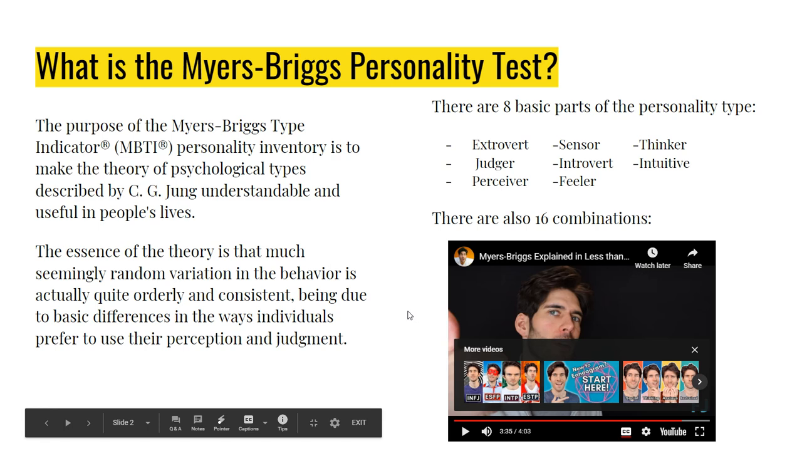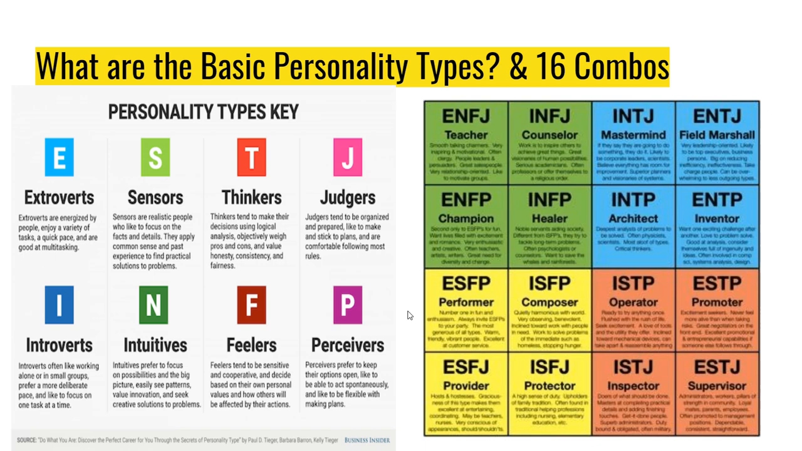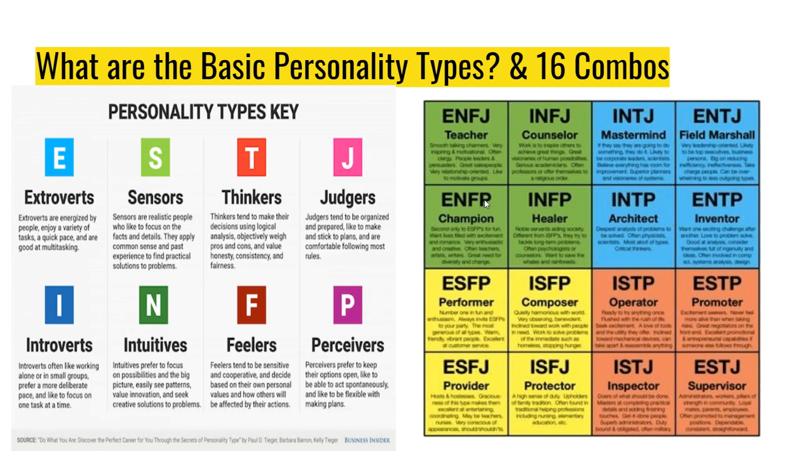So that talks about the 8 basic parts, and then of course there are combinations. Again, we have the 8 basic parts here and a little bit about them. Extroverts are energized by people. You have sensors, thinkers, judgers, introverts, intuitives, feelers, and perceivers. And then you have what we call the 16 combinations.